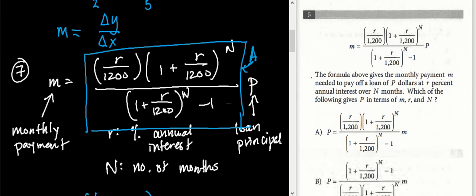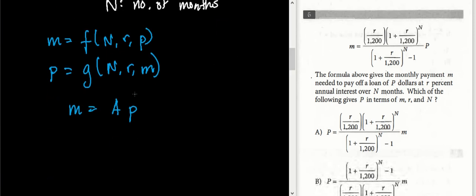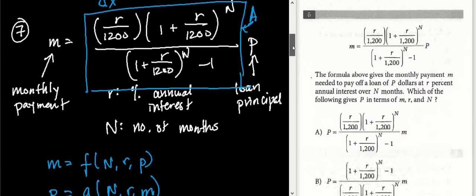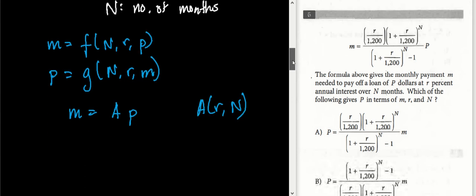Is this big monster right here this expression? And we know that A is actually, I haven't written it, but it's a function of R and N. That's okay, right? We just know that simply means that as we vary R and N, the value of A will change. But nevertheless, we can rewrite this equation above like this: M is equal to A times P.